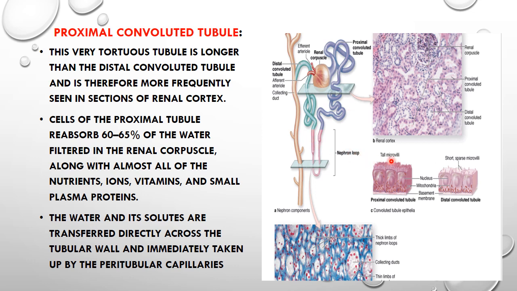This diagram shows you the section of the epithelium of the proximal and the distal tubules. The proximal tubule has the brush border and eosinophilic cuboidal epithelium, as compared to the distal tubule, which has sparse short microvilli, and it is less eosinophilic.